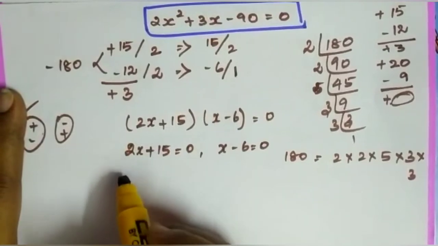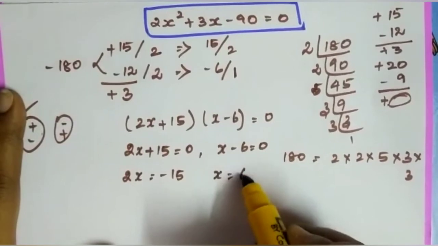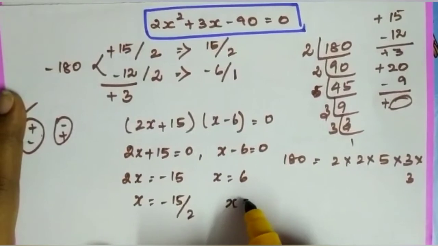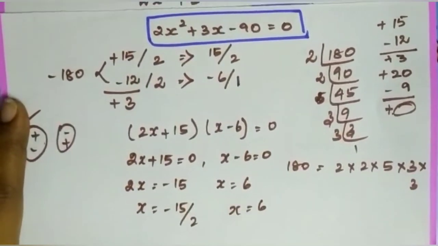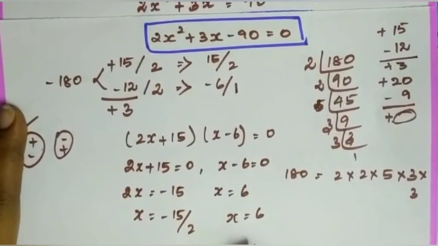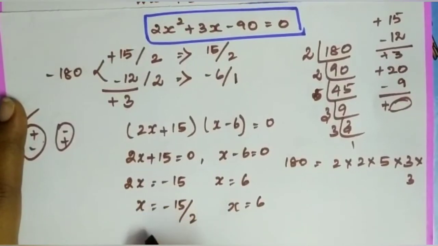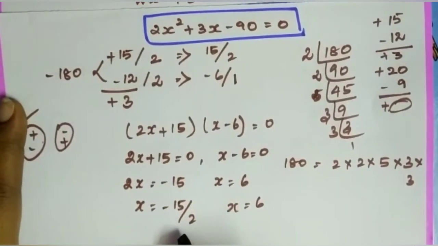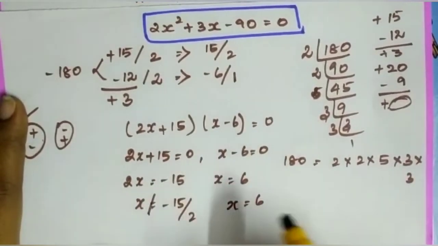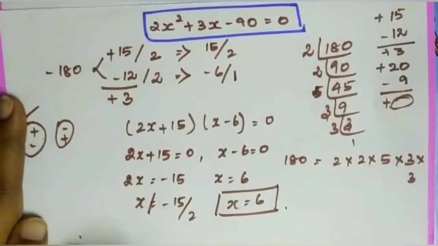Then 2x is equal to minus 15, and x is equal to plus 6. So x is equal to minus 15 divided by 2 and x is equal to 6. We have to find the number of articles. Number of articles we took as x. Now here we got x is equal to minus 15 by 2. How can the number of articles be minus 15 by 2? We can't, so I am going to neglect this one. x is equal to 6. So 6 articles.